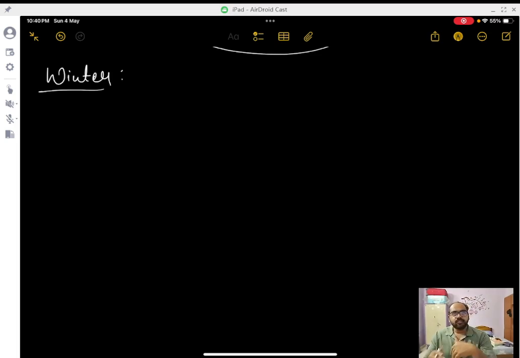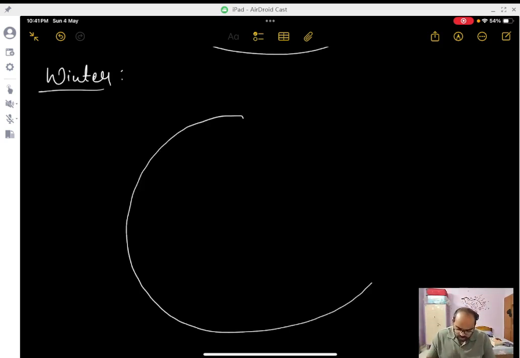Again in winter. In winter, what happens? The southern hemisphere comes under the influence of the sun, so that the sun's rays fall vertically on the Tropic of Capricorn. So the ITCZ is developed on the Tropic of Capricorn. So it shifts from the northern hemisphere towards the southern hemisphere, and it looks somewhat like this.